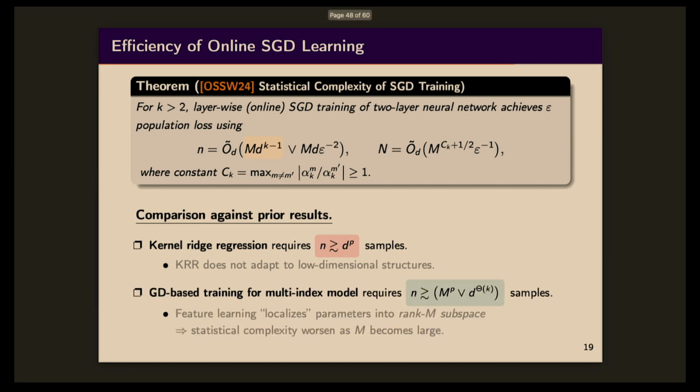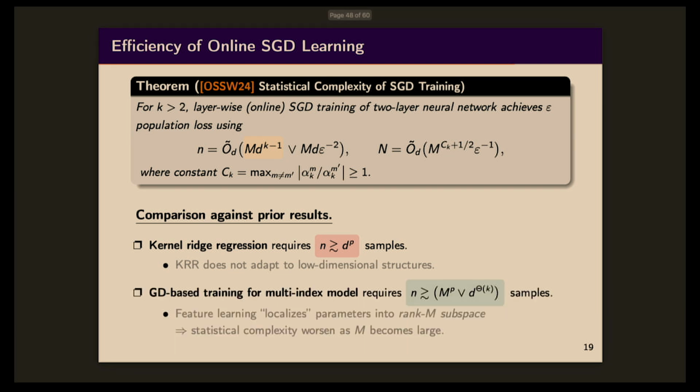It scales with d to the k. This is the complexity of finding this M-dimensional subspace. And also, there's M times M to the p. This is the complexity of doing kernel model on top of this M-dimensional subspace. So in prior works, this M is O(1), so then you get this d to the k sample complexity, as in the single index case.